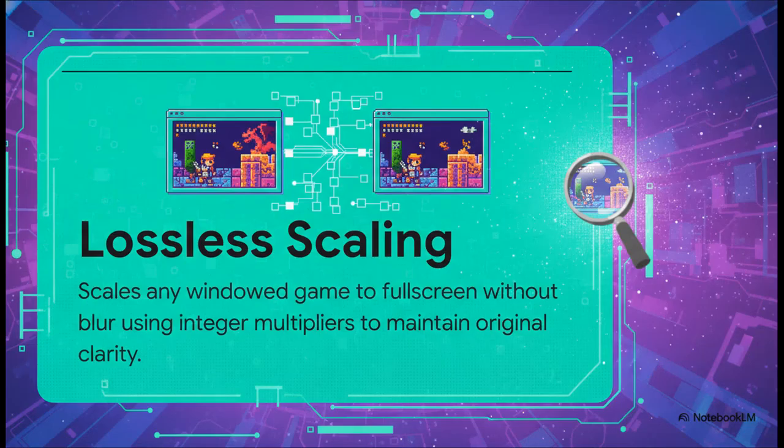So here's the secret sauce. Instead of stretching and blurring the image, Lossless Scaling uses something called integer scaling. It takes every single pixel from the game's lower resolution output and just multiplies it perfectly. No averaging, no guessing, it just creates a bigger, perfectly sharp version of the original. The result is a clean, crisp picture that keeps all that original detail intact.